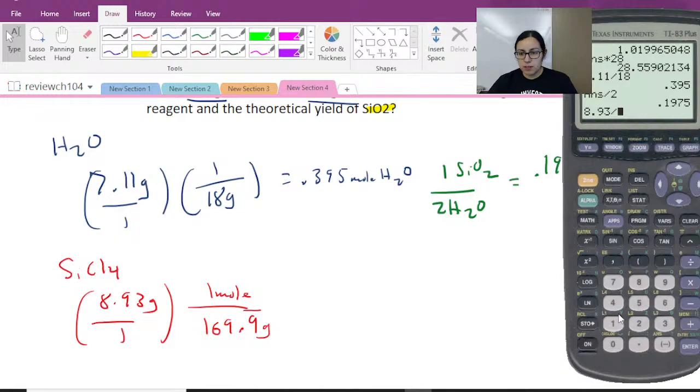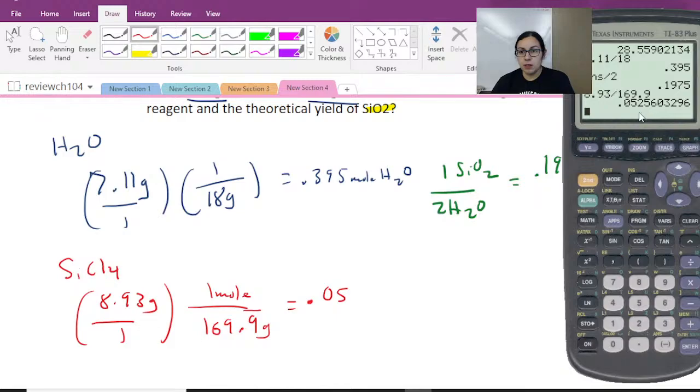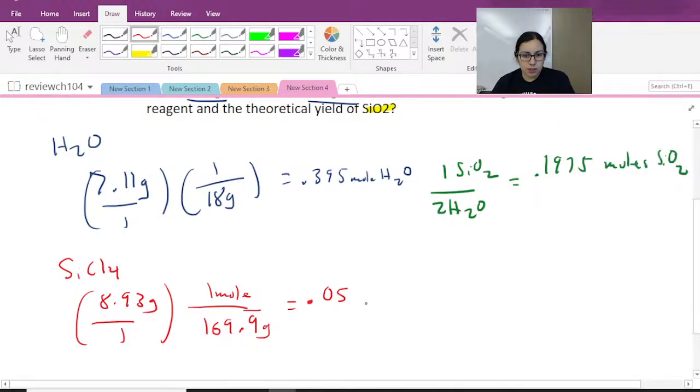8.93 divided by this. Oops, sorry. Typo there. Try that again. So now I have that we have 0.0525 moles of silicon tetrachloride. I'll round it to 0.0526. And so where do we go from here?